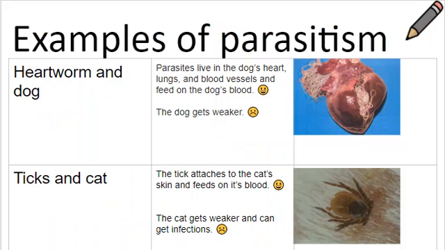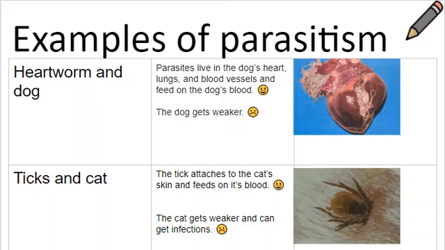So let's see some examples. Please write only one of them down. The heartworm and the dog. The heartworm would be the parasite living in the dog's heart or lungs or blood vessels, and it feeds on the dog's blood. And the dog gets weak.